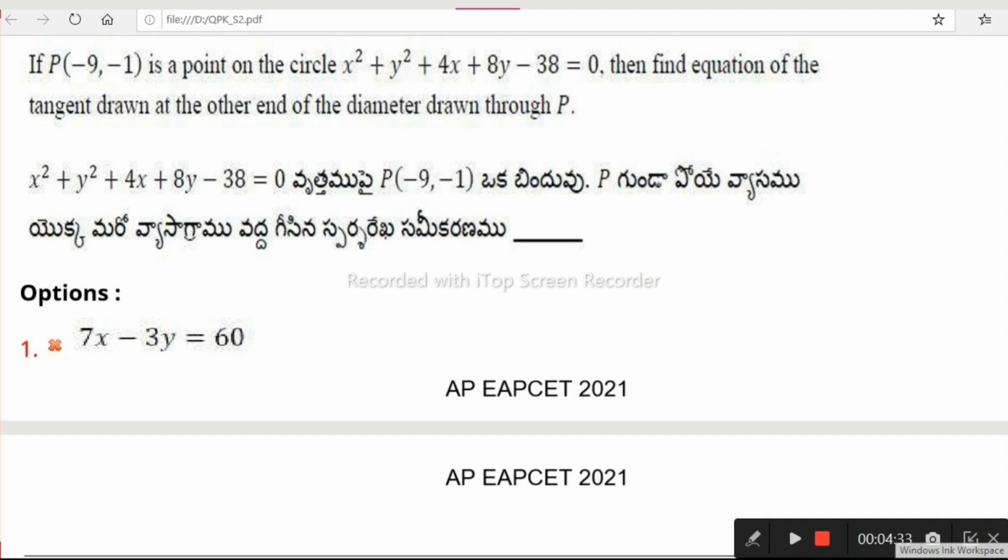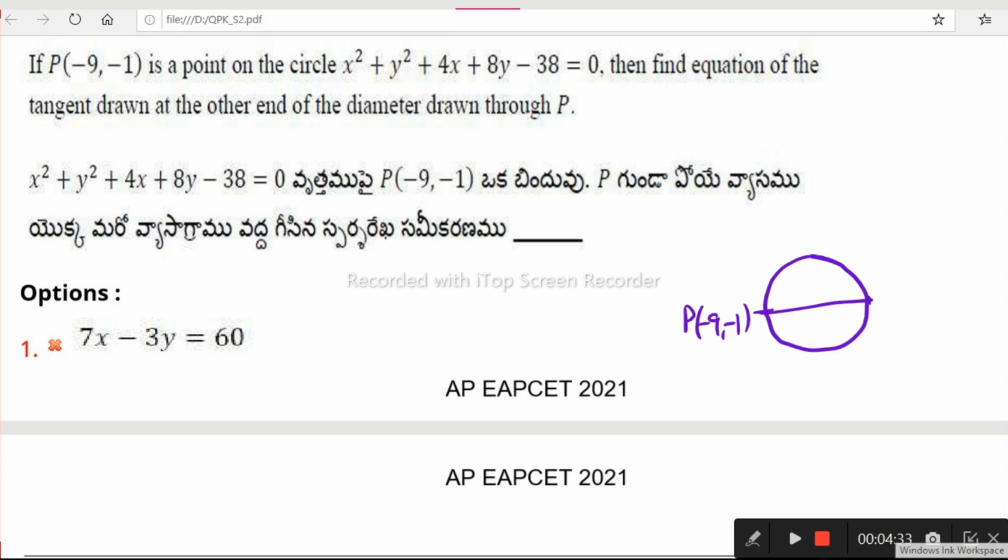Yes, what is this question? If P(-9, -1) is a point on the circle, then find the equation of the tangent drawn at the other end of the diameter through the point P. So, what actually is this? This is a circle. The given point P is on this circle only, (-9, -1).